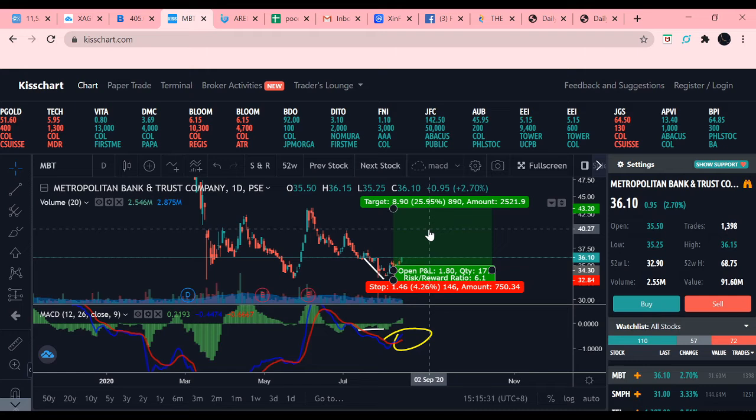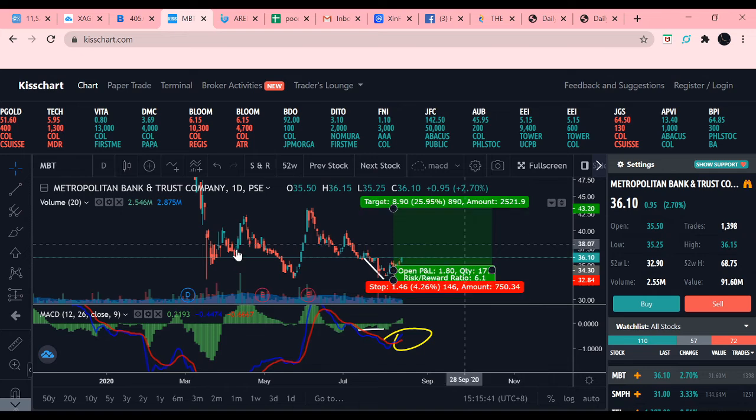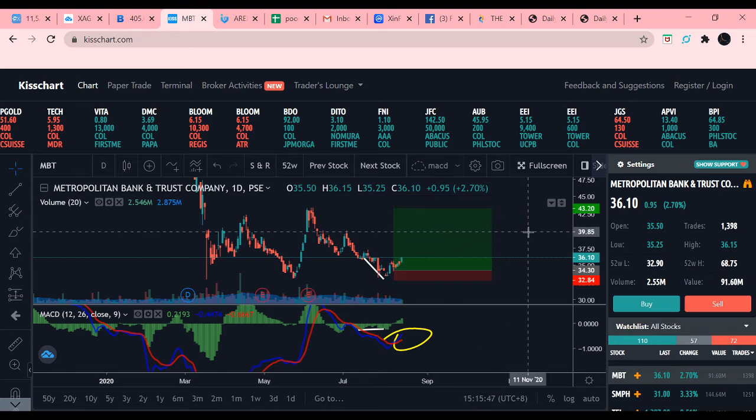So, posible akong kumita ng 25.95% kapag na-hit yung TP area ko at around this 43 area at posible naman akong malugi ng 4.26% kapag na-stop out ako around the 32 pesos area.